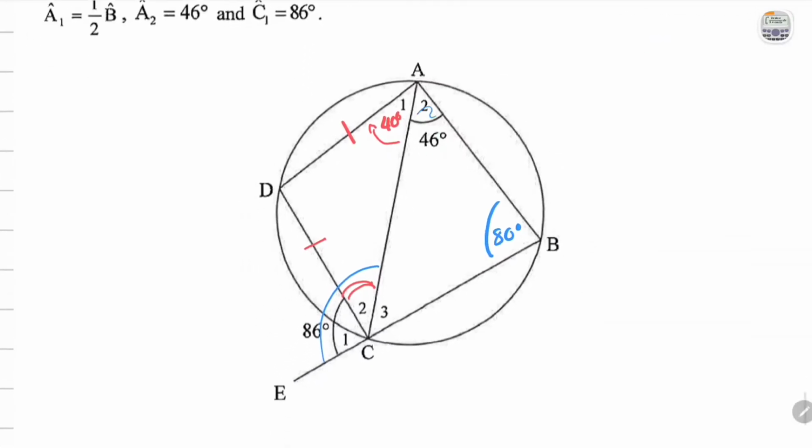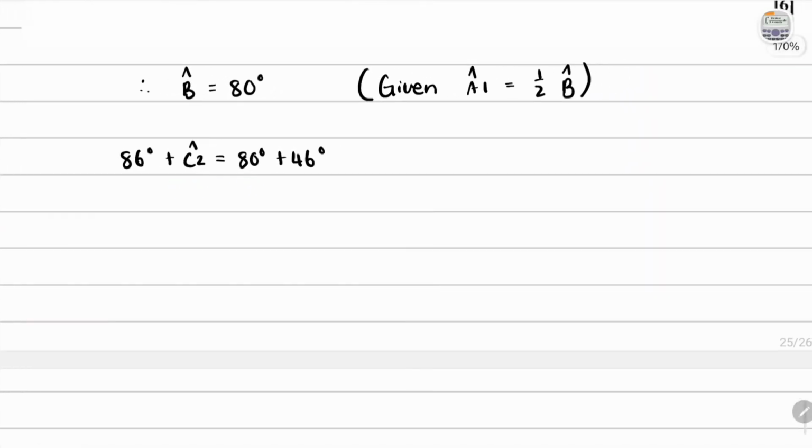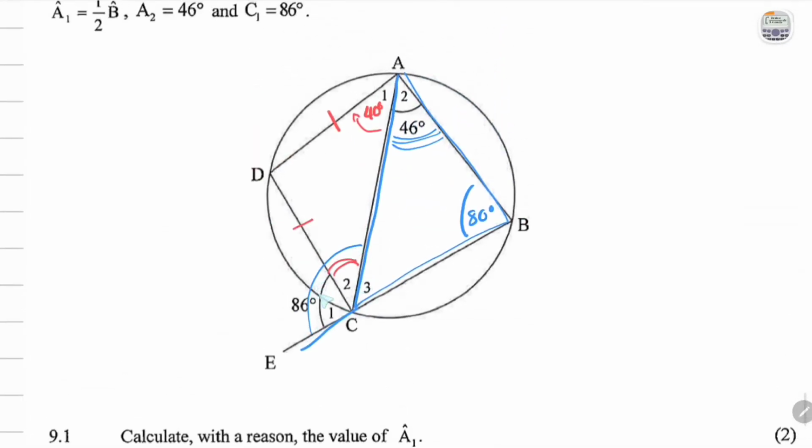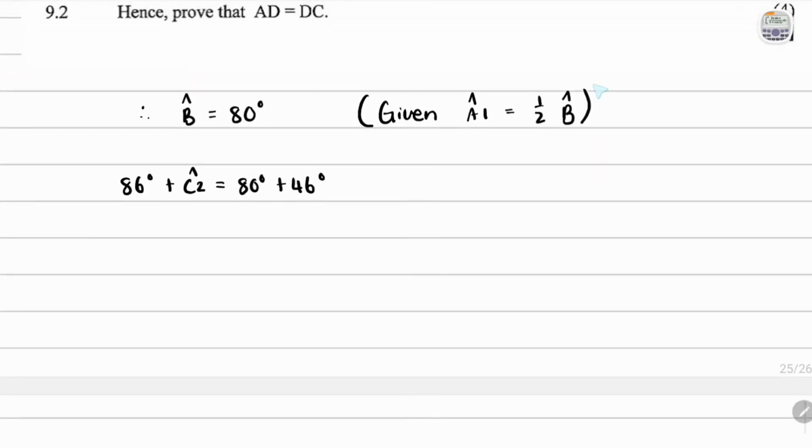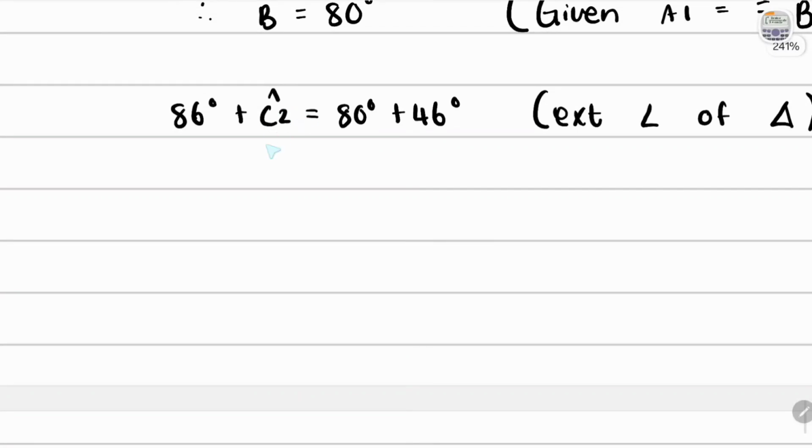And now this actually helps us. We can now use the exterior angle of a triangle to find angle C2. So we're saying that this angle, because we have this triangle over here, the exterior angle of a triangle will always be equal to the sum of the two opposite interior angles. So add this angle with this angle, and you should get this entire angle, which is 86 degrees plus angle C2. Okay, so 86 degrees plus angle C2 equals 80 degrees plus 46 degrees. That's what we have over here. Okay, and the reason for that is the exterior angle of a triangle. Okay, so let's go ahead and solve for angle C2.